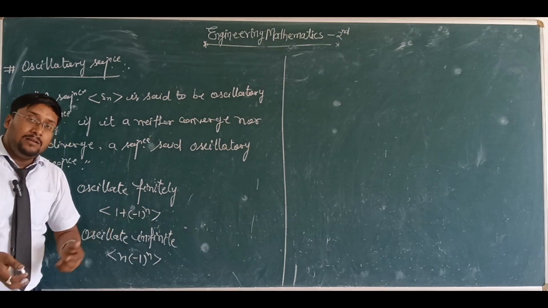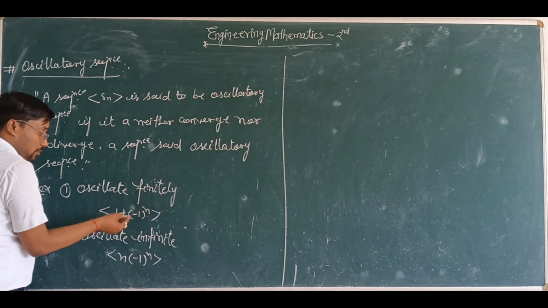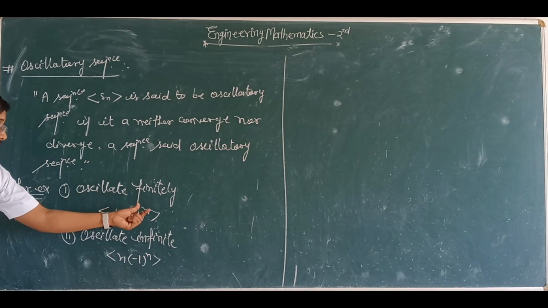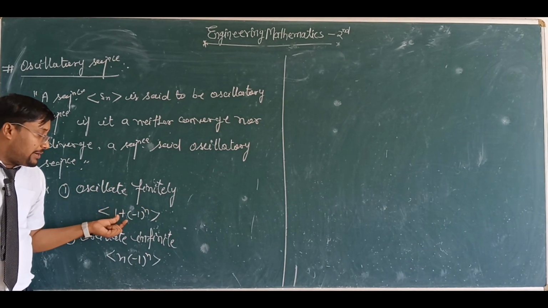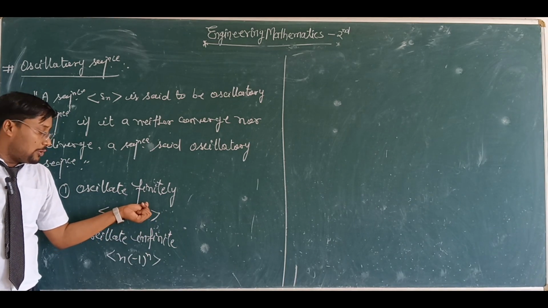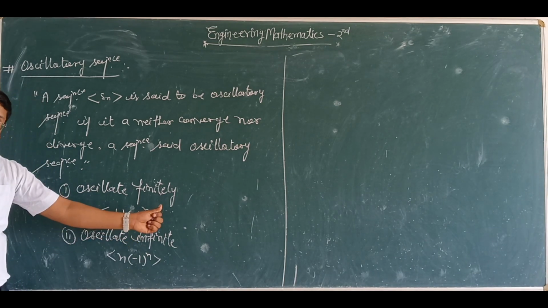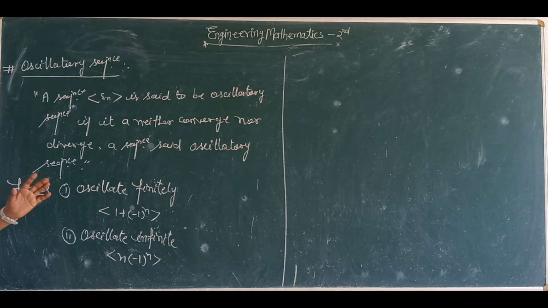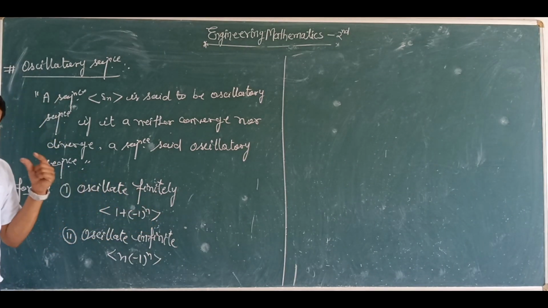Take the two examples of oscillating sequences. If n is a natural number, you can put in all the values of n. For n equal to 1, the value is 0. When n is equal to 2, you get 1 plus 1 equal to 2, then 0, 2, 0, 2, 0, 2. This is called finite oscillation because all the members belong to 0 to 2.